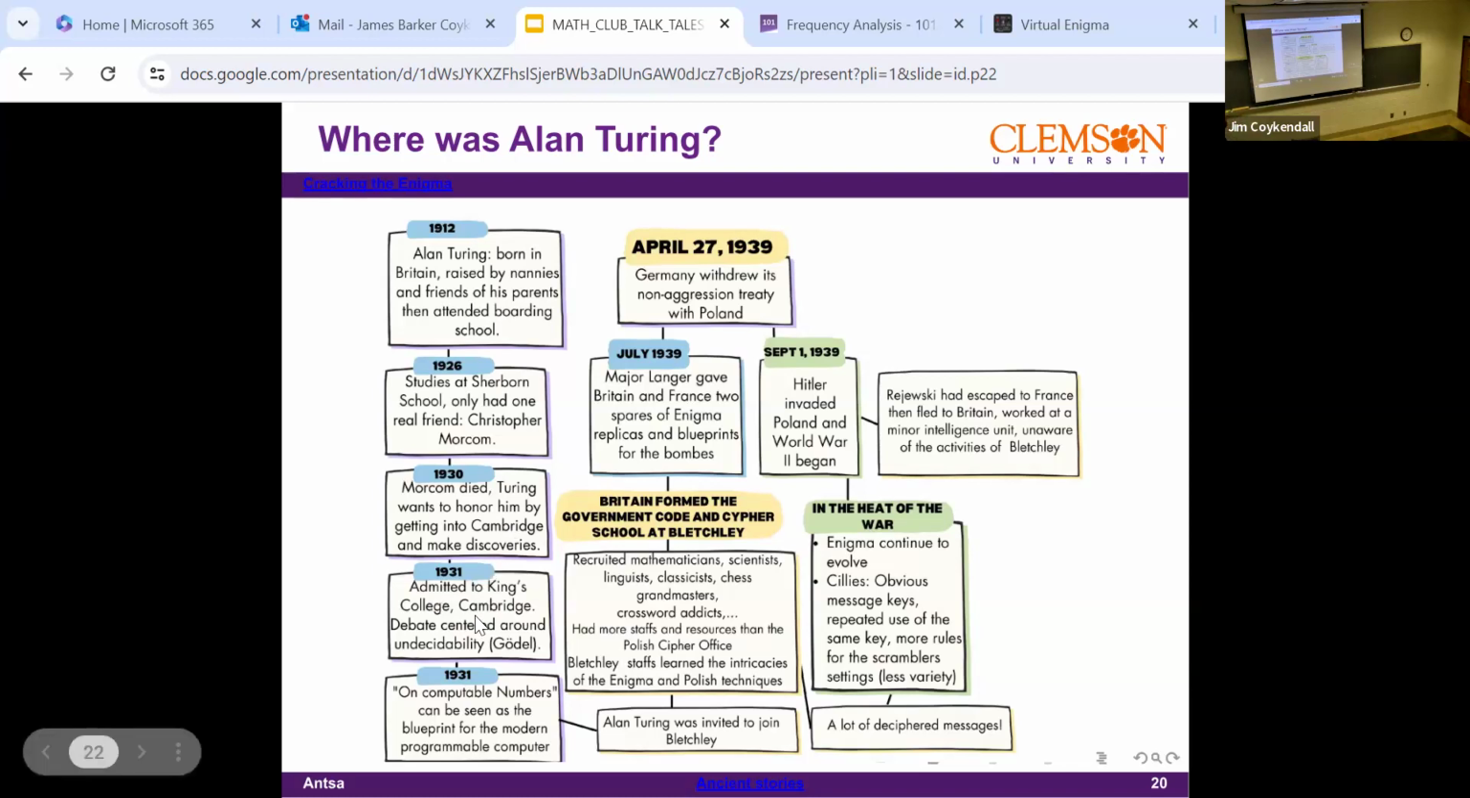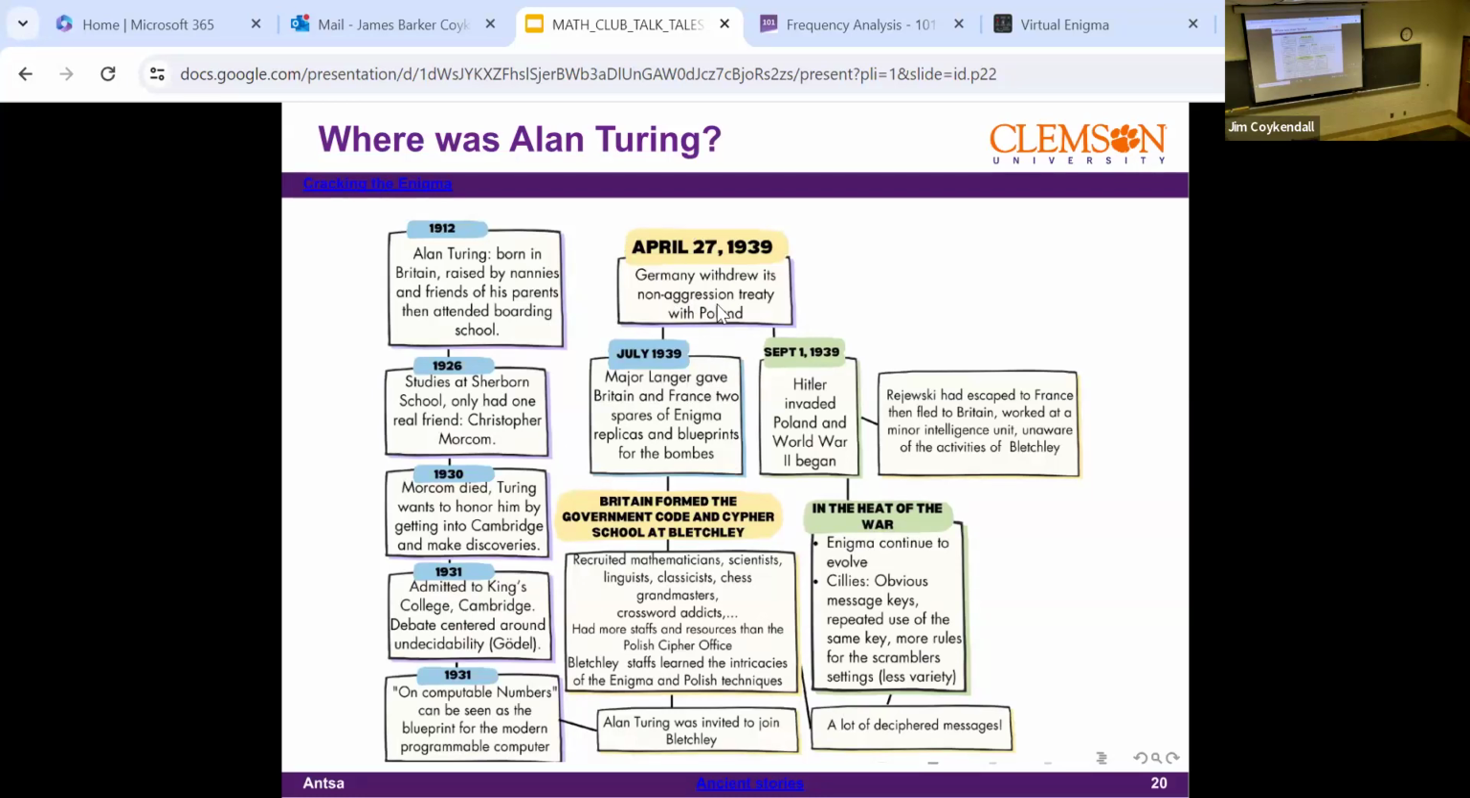In 1931, he was admitted to King's College, and that was when he has the debate about investigatability, which, if you were here for Jared's talk, he talked about. So his most famous paper, called On Computable Numbers, can be seen as the blueprint for our modern programmable computer.